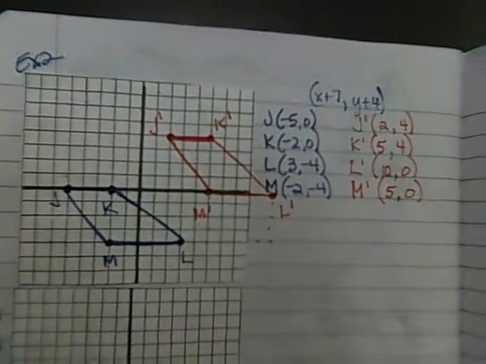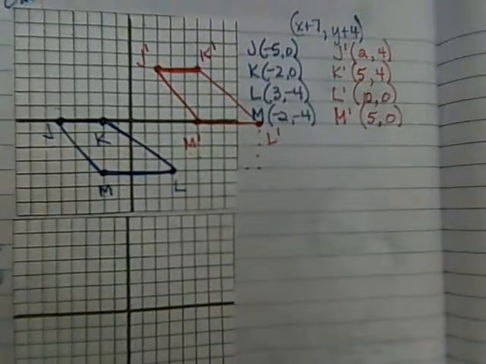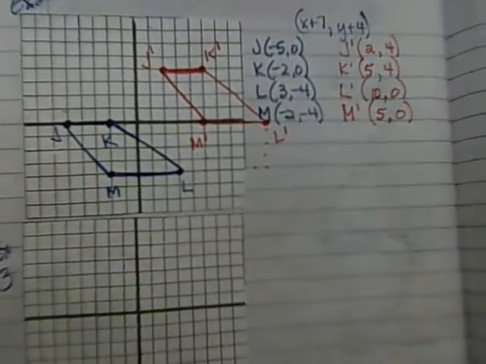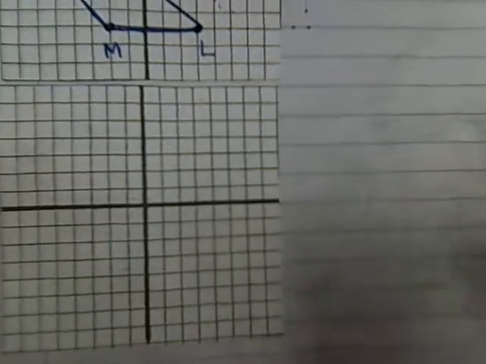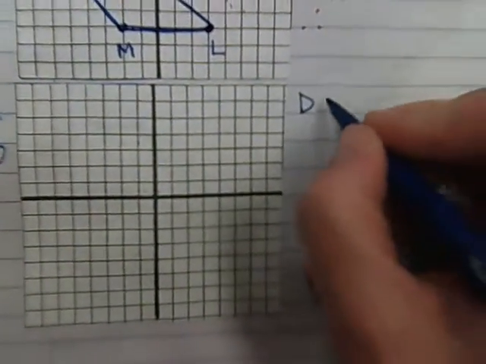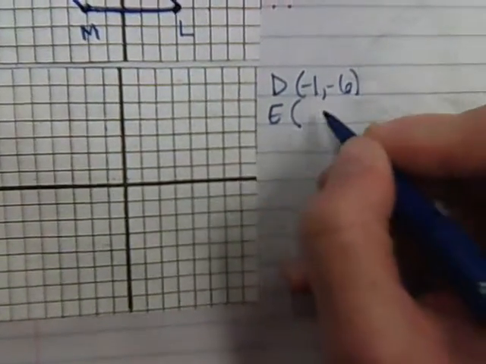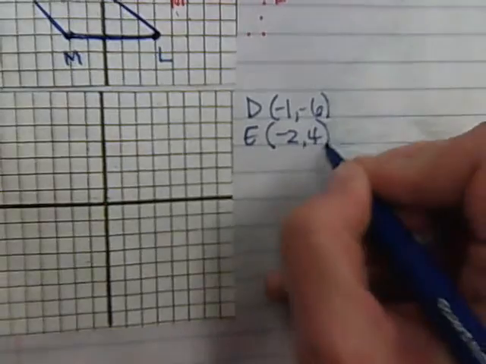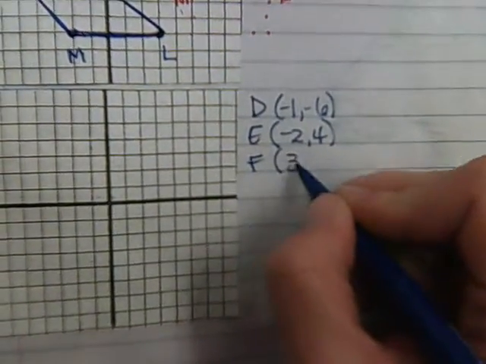Okay, let's do one more of those. Okay, we'll do another triangle. All right, so the triangle's vertices, which just means they're points. D is -1, -6. E is -2, 4. And F is 3, -2.